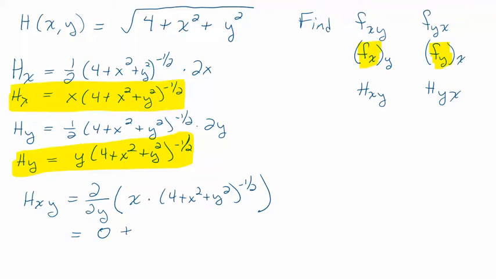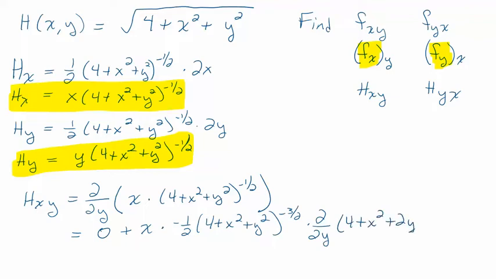So plus, and then I'm going to have my first factor times the derivative of the second one. So that's going to be negative 1/2 times 4 plus x squared plus y squared, subtract 1, negative 3/2. Chain rule, derivative with respect to y of the inside part, which is just going to be 0, 0, and 4y.